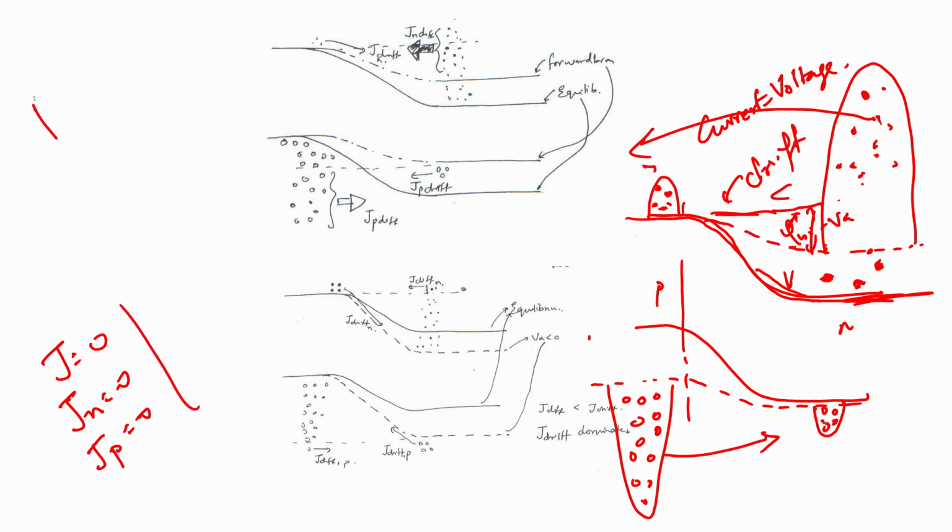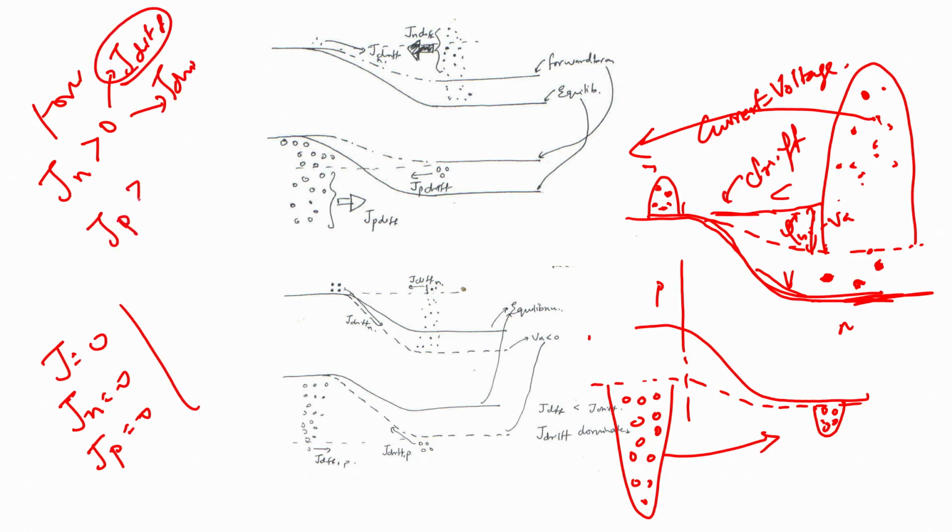So you will find that in forward bias the electron current goes to greater than 0, and this electron current is composed of diffusion and drift, and it is the diffusion component that dominates. Similarly, the hole current goes to be greater than 0, and it is the diffusion of holes that dominates. The drift has not changed too much, and therefore in effect what this implies is there is a huge amount of transfer of electrons from the n to the p side and holes from the p to the n side.